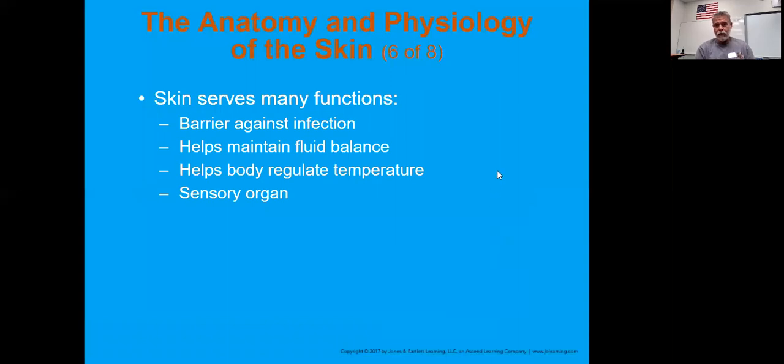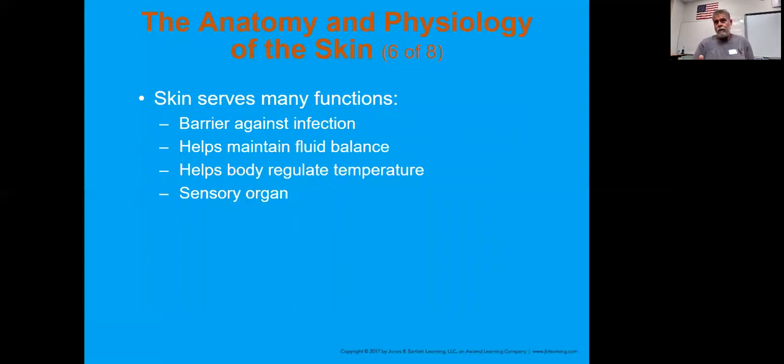The skin and the functions that it serves: when we look at each of these, it's a barrier against infection, helps maintain fluid balance, regulates your body temperature. And again, it's a sensory organ. And anytime that skin, your integumentary system, is disrupted, can we be more susceptible to infection? Absolutely. As far as the fluid balance, you get a big cut and you're leaking out blood, that can throw that off as well.